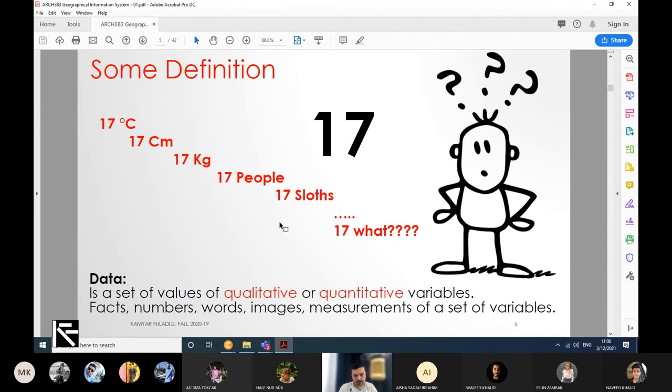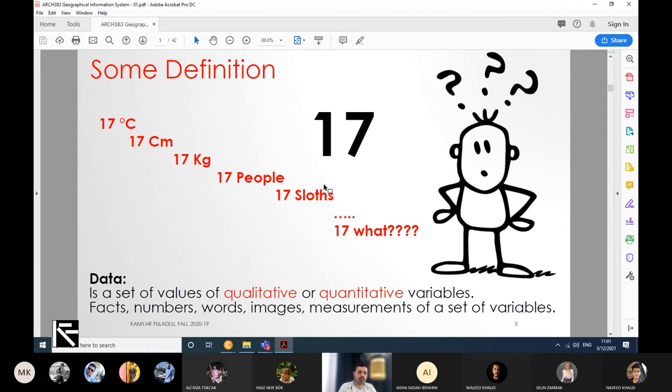Imagine this: 17. If someone tells you 17, what does that mean for you? Nothing. You don't understand what 17 is. Is this centimeter? Is this kilometer? Is this kilogram? Is this people? Is this a house? No one knows. But this is actually a set of variables. It is an unknown variable, or it is raw, we call it data.